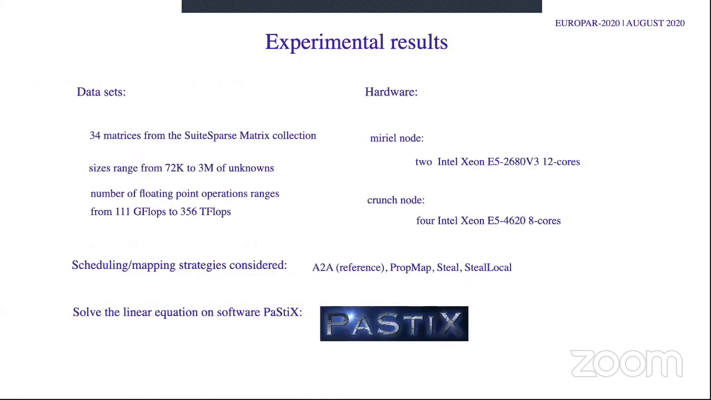For testing our heuristics, we conducted the experiment on 34 large sparse matrices from various fields. The scheduling strategies considered include all-to-all as a reference, proportional mapping, the classical scheduling algorithm, the one we proposed, steal, and a variant that prefers stealing tasks on the same MPI node, steal local.